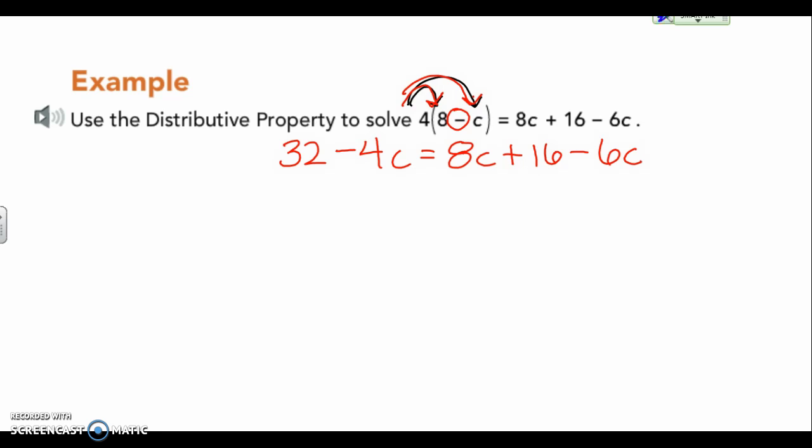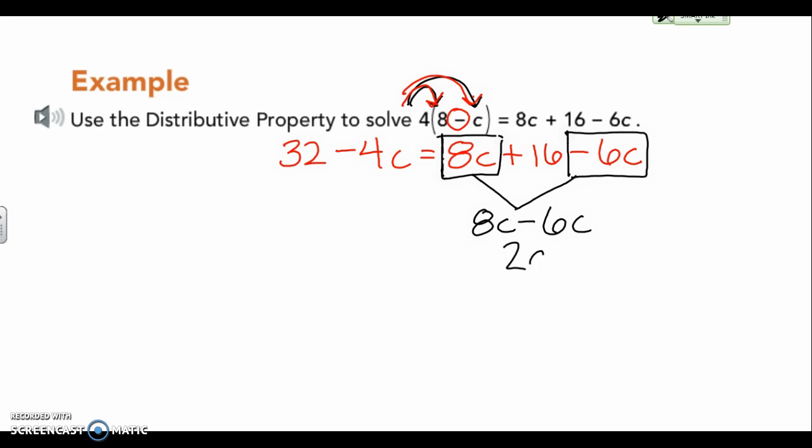Now, before we can solve for our variable, we must combine our like terms. As you can see here, we have 8c and negative 6c. So we're going to combine these two like terms. 8c minus 6c equals 2c. So that is going to be added to 16. So we have 32 minus 4c equals 2c plus 16. Now we can solve our equation.